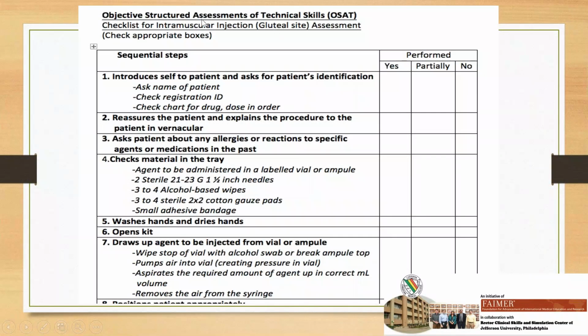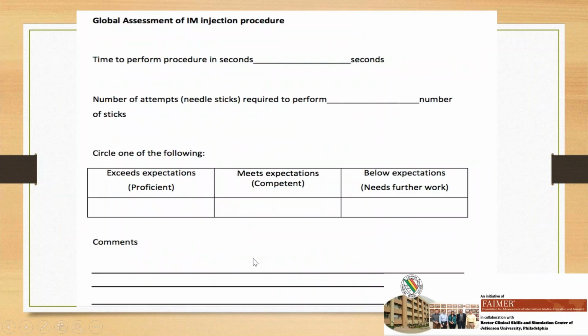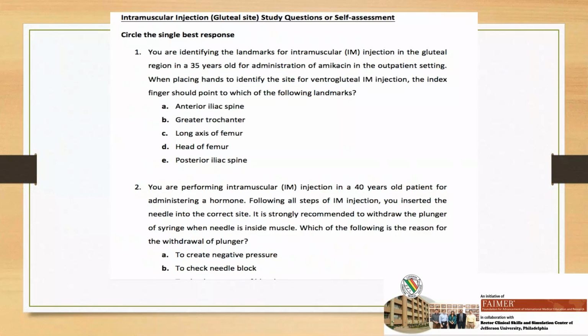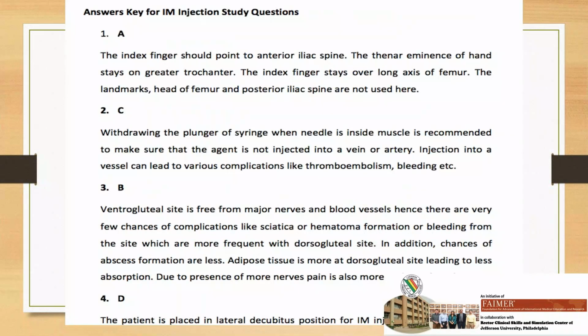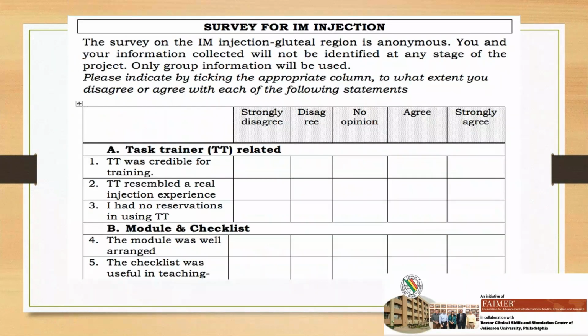This is the OSATS. You can see OSATS is these days used in a number of places for various simulations, and approximately we had 23 parameters on that. And this is the global assessment of the IM injection procedure. And these were the scenario-based MCQs. These were modified based on the country-specific context. And these were the specific explanatory answers provided to the students after the scenario was over.